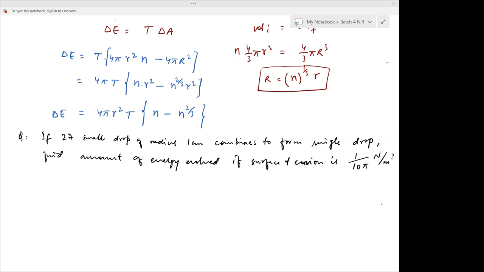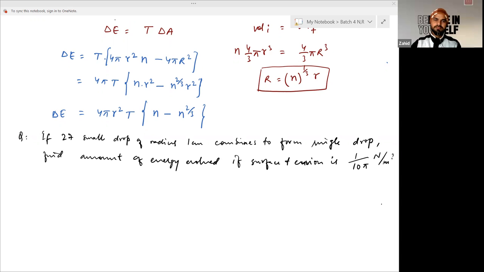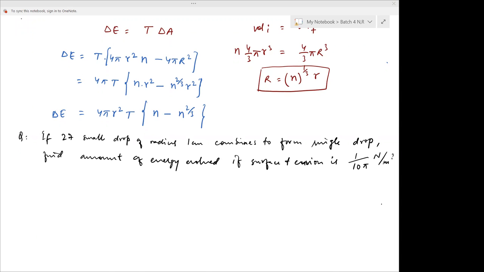Sir, n will be the number of small drops, right? 27. N is the number of drops, yes, 27.